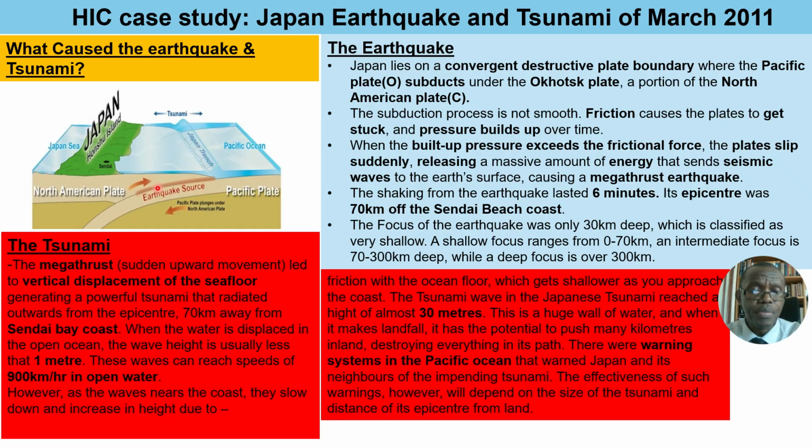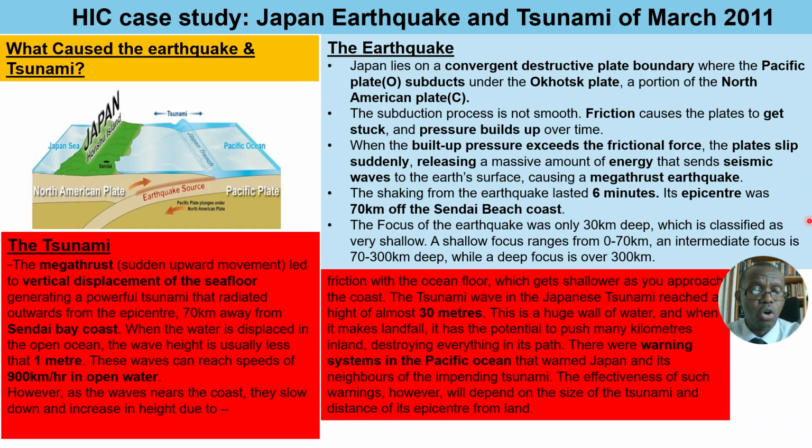friction. And sometimes the plates will get stuck, and that is what happened in this case, of course. And as they get stuck, pressure will build up over time. And then eventually, when that built up pressure exceeds the frictional force, the plates will slip suddenly, releasing a massive amount of energy that sends seismic waves to the Earth's surface. That now causes a megathrust earthquake.